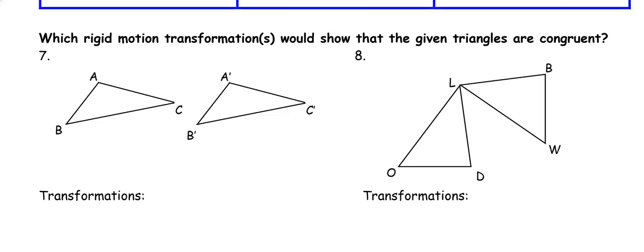So which rigid motion transformation would make the given triangles congruent? So in number 7, they're the same triangles, just in different spots. So that means we picked it up and moved it somewhere else, so this would be a translation. In number 8, we have two triangles, and they're sharing the same point. So remember, when they're sharing the same point and they're slid in a different spot, facing a different direction, this is a rotation.